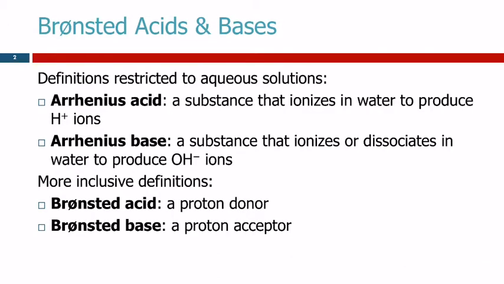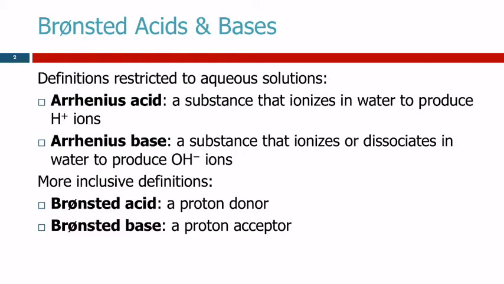There are different definitions of what is an acid and what is a base. One of the earlier definitions is the Arrhenius acid, and this is named after the scientist who used it, Svante Arrhenius. An Arrhenius acid is a substance that ionizes in water to produce hydrogen ions. That's the definition we've been using.